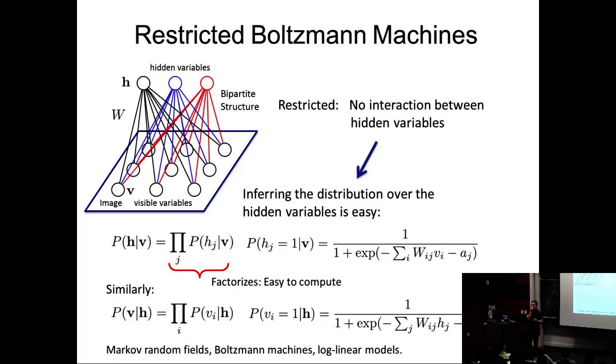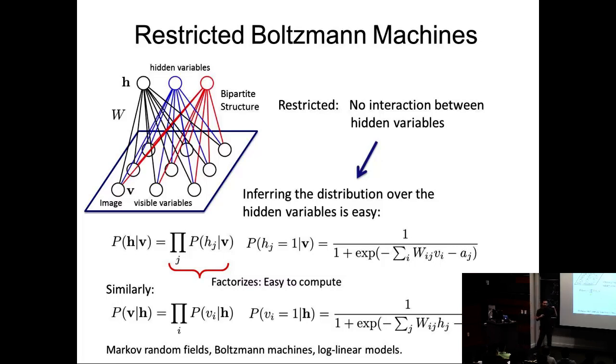Now, these models are called restricted because there is no interaction between hidden variables. Okay? And now if I look at the properties of the Markov blanket, it turns out that inferring the distribution over these hidden variables is quite easy. The reason is that I can ask, what is the conditional probability of H given V?